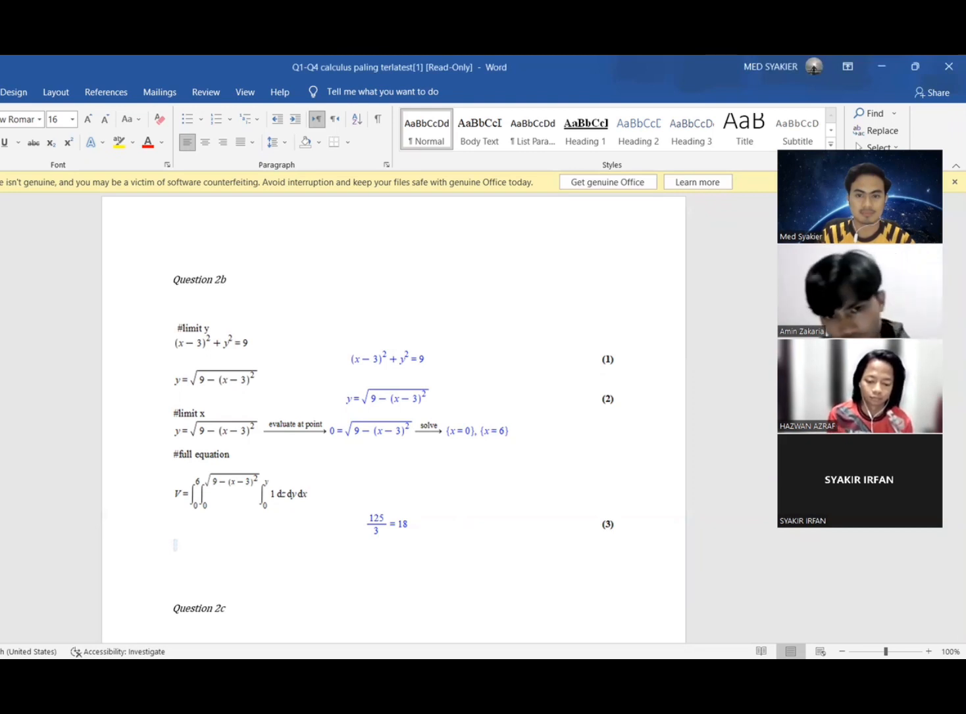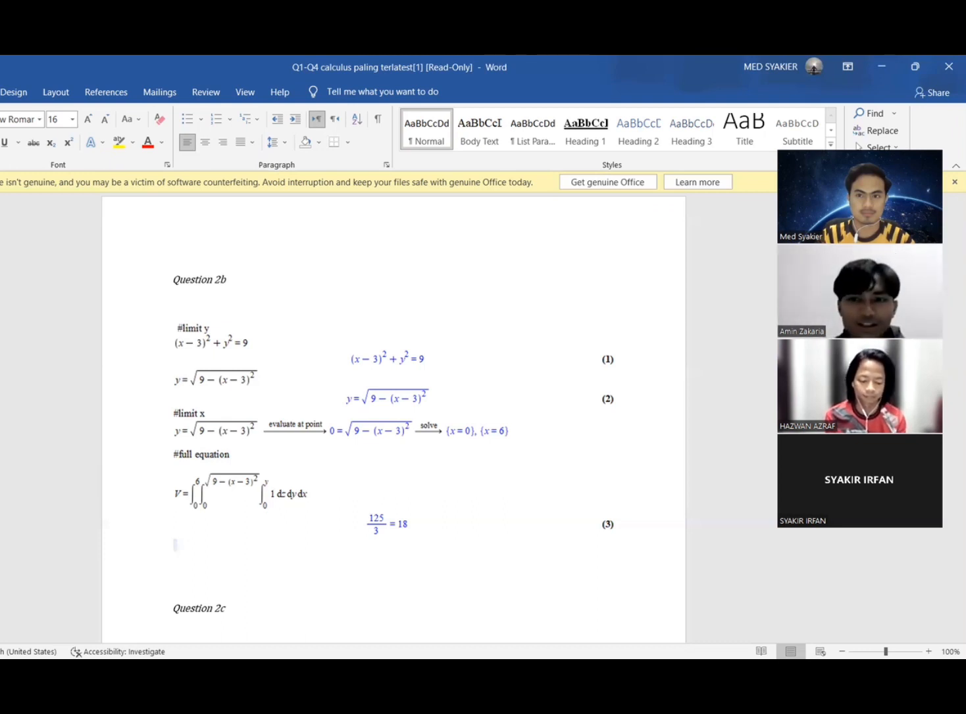After that, we put y equal to 0 and evaluate at that point. So we get 0 equal to 9 minus x minus 3 squared, and we solve it and we get the limit of x, which is x equal to 0 and also x equal to 6.